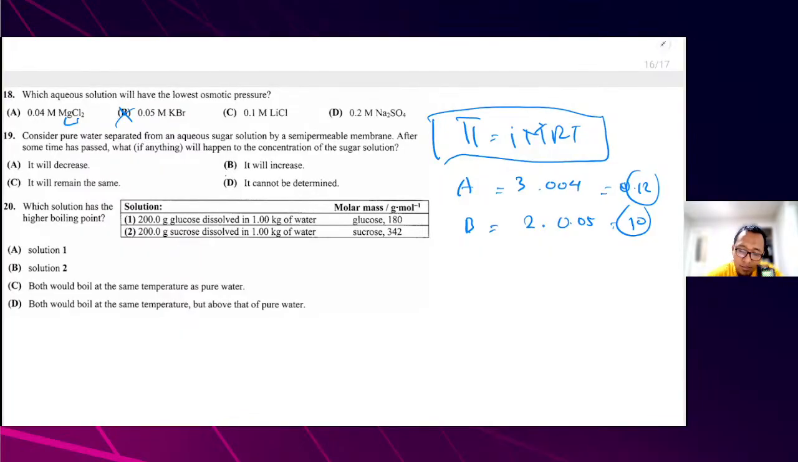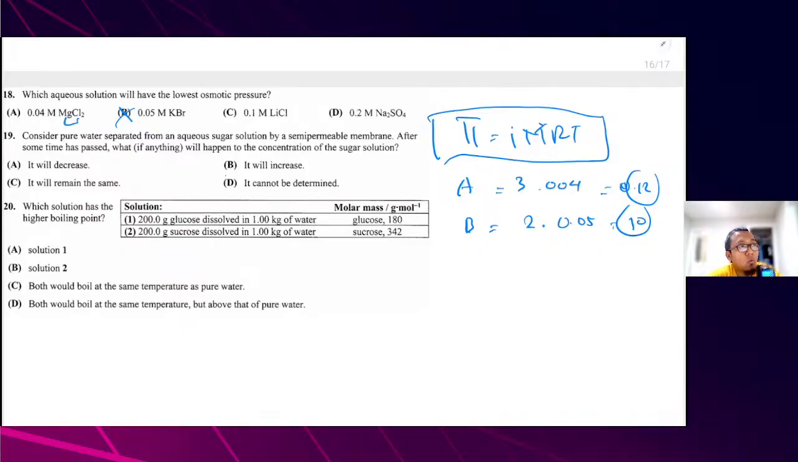Number 19. Consider pure water separated from aqueous sugar solution by a permeable membrane. After some time has passed, what, if anything, will happen to the concentration of the sugar solution? Water flows toward the more concentrated side. Osmosis.